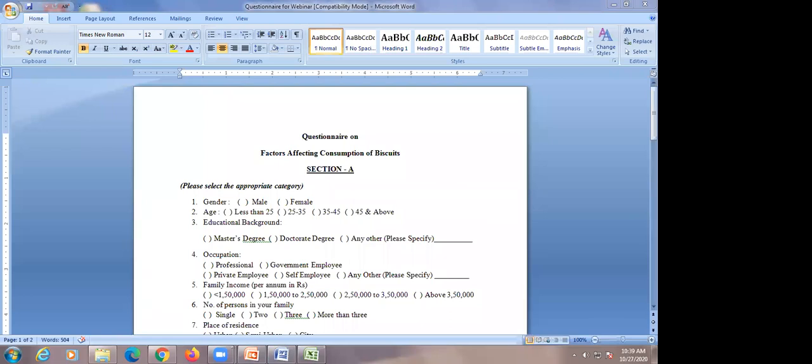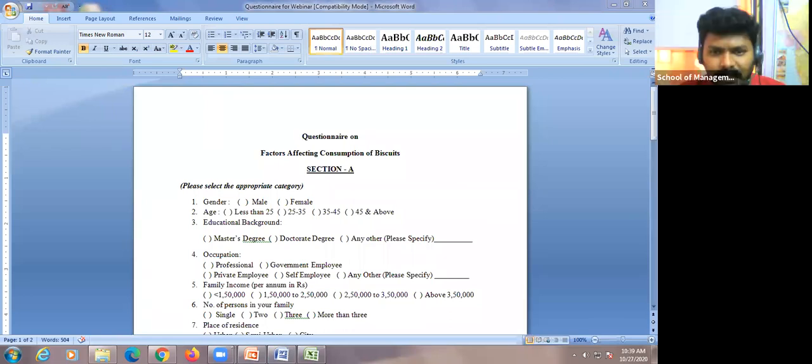Yes, sir. So the topic is factors affecting consumption of biscuits. What type of factors affect consumption of biscuits? This is a simple example which I am taking. So this is my problem: how many people are consuming biscuits, and what are the factors of consumption of biscuits? What is the reason behind that? Why are people using or consuming biscuits? To know about this, I have prepared a questionnaire.